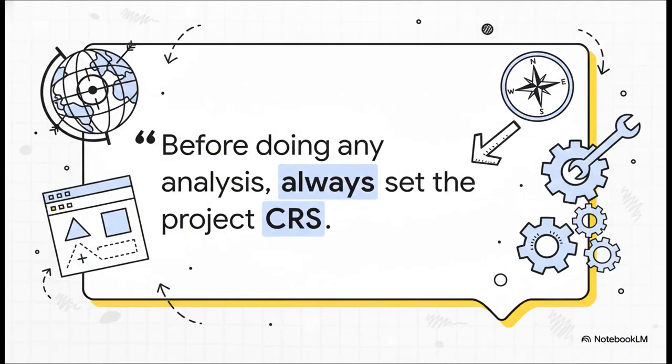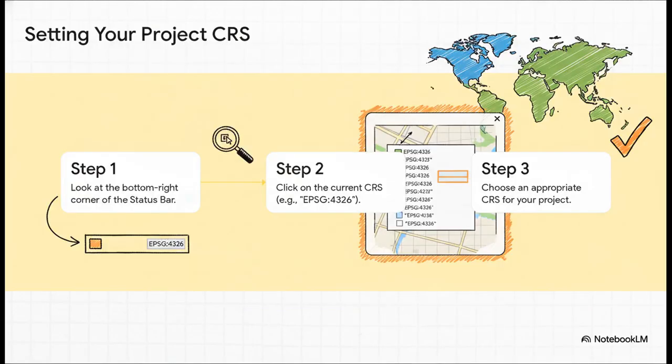All right, if you take away only one single thing from this entire explainer, please let it be this. Before you do anything else in a new project, always set the Coordinate Reference System, or CRS. The CRS is basically the set of instructions that tells QGIS how to flatten the round Earth onto your flat computer screen. If you get this wrong, none of your maps will line up. It's a mess. And guess what? Setting it is incredibly easy.